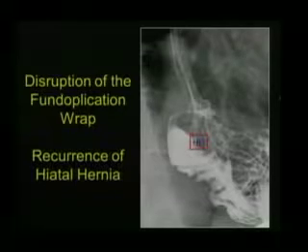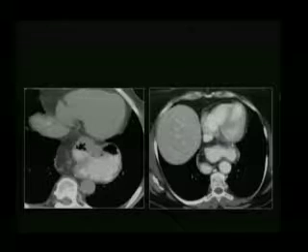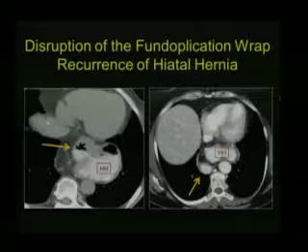This is another case where you see the recurrence of the hiatal hernia, and you cannot see the wrap there, or the stricture during the wrap. This is a pediatric patient also, where there was a migration of the wrap into the chest. On CT, you can see that this is the distal esophagus, this is the dehiscence of the wrap, and this is another case with the recurrence of the hiatal hernia and the esophagus.